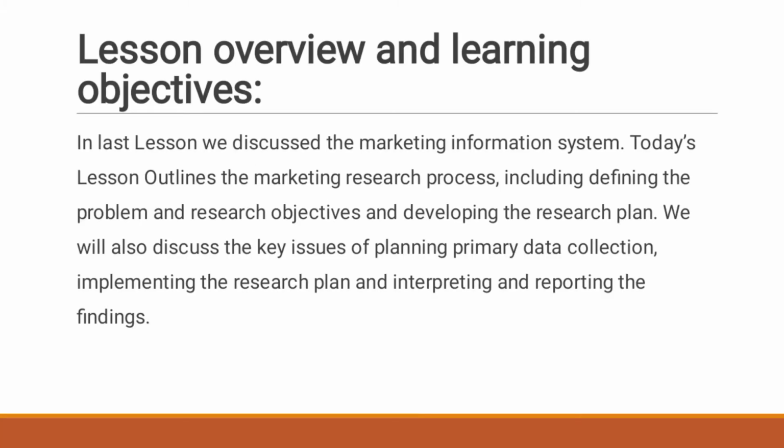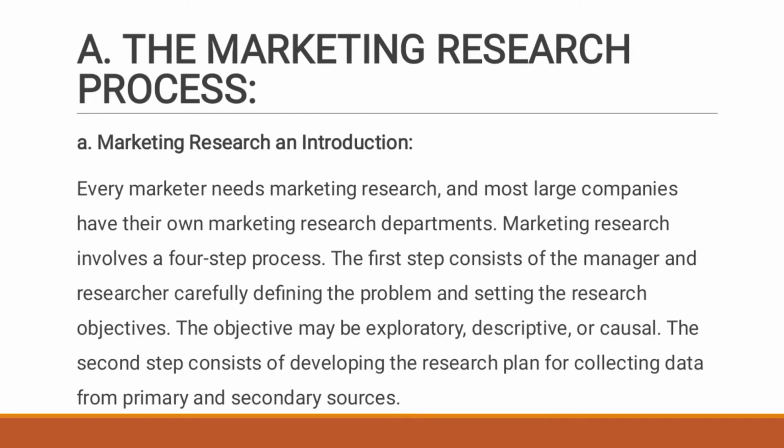Lesson overview and learning objective. In the last lesson we discussed the marketing information system. Today's lesson outlines the marketing research process, including defining the problem and research objective and developing the research plan. We will also discuss the key issues of planning primary data collection, implementing the research plan, and interpreting and reporting the findings.